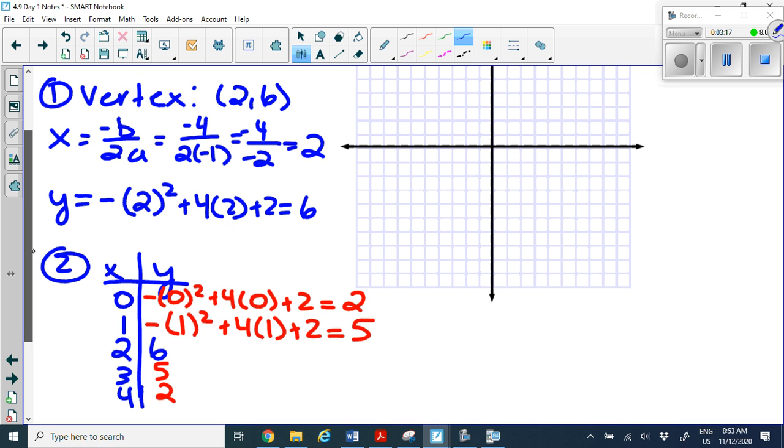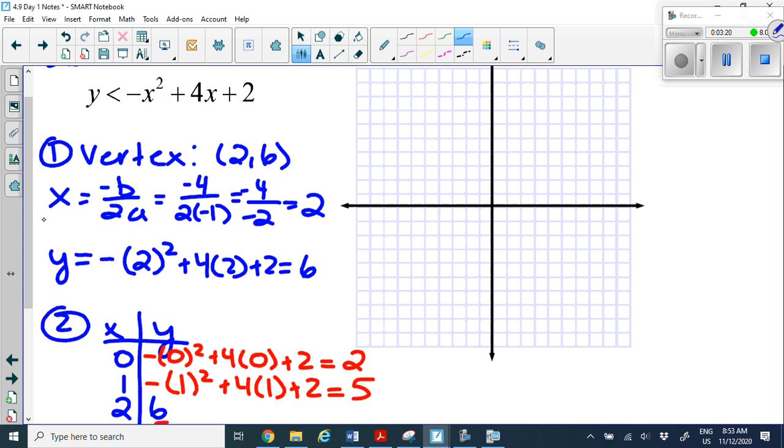Now, before we plot these points, let's talk about, is this graph going to open up or down? Hopefully you said down because our a value is negative. So is our vertex going to be a minimum or maximum? Hopefully you said maximum because it is going to be the highest point on our graph. Okay, so let's plot these points. So I have 2, then up 1, 2, 3, 4, 5, 6. And then I do 1, 5. And then I go to 0, 2 here.